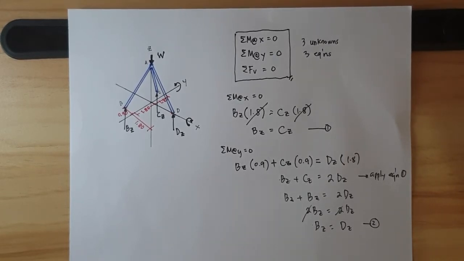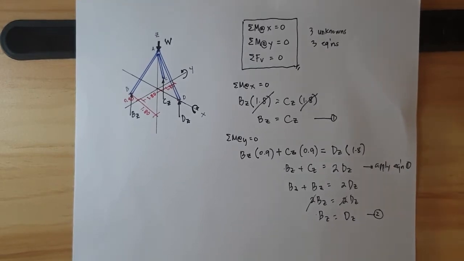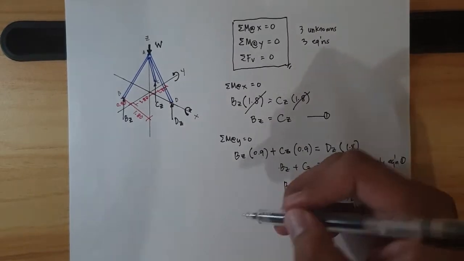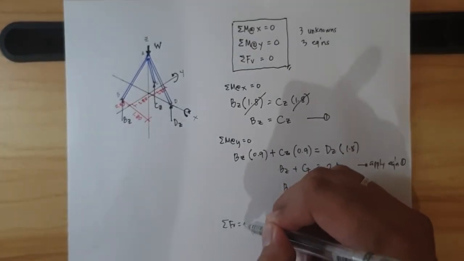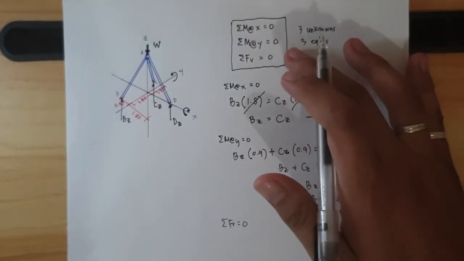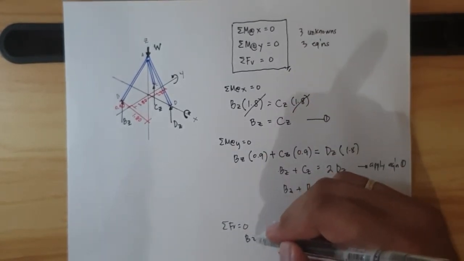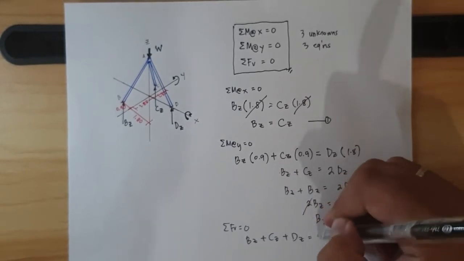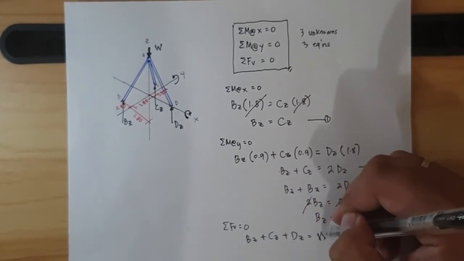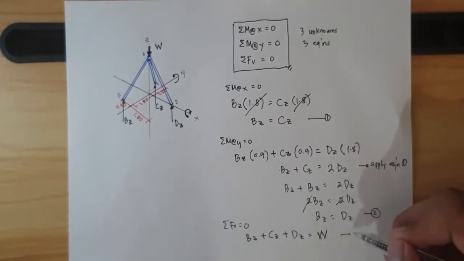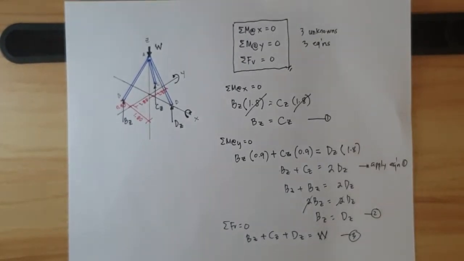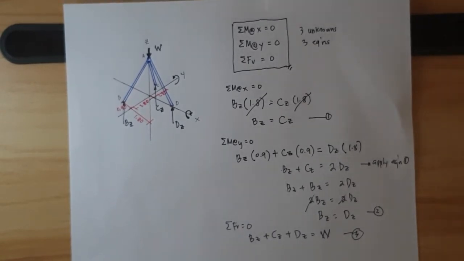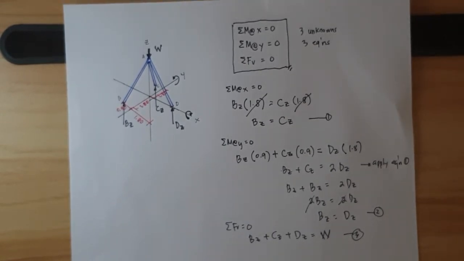Next, summation of forces vertical equal to 0. That is the third equation: BZ plus CZ plus DZ is equal to the load W. Okay, so we have three equations and three unknowns.